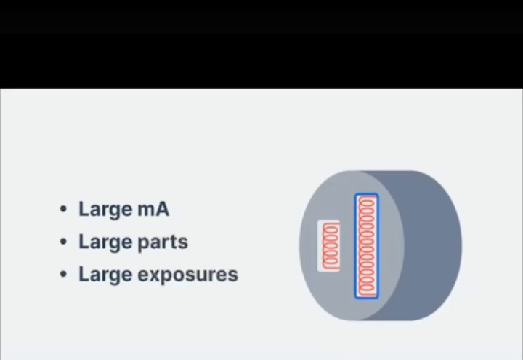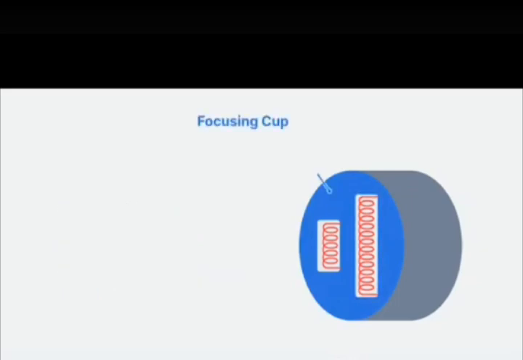But it's not all bad for the large filament, because the large filament is so large, it can be used for large mA. This is important when imaging large body parts that need large exposures. These cathode filaments sit inside of what we call the focusing cup. The purpose of the focusing cup is literally to focus the electron beam.